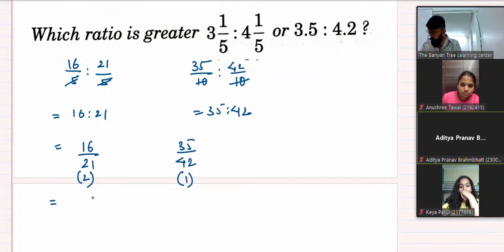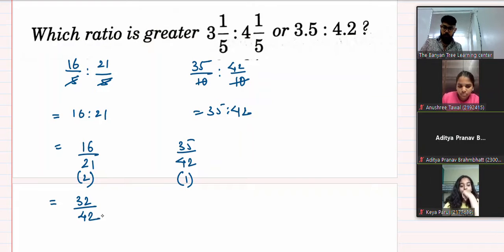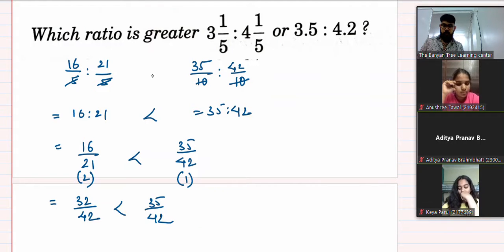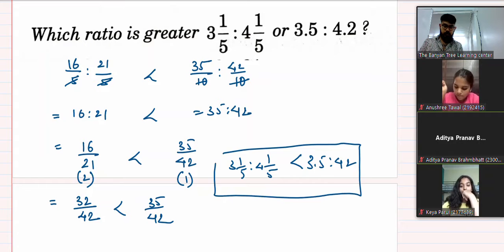Which one did you get greater? 3.5 and 4.2, right? Yes, sir. 3.5. You are right, because this is 32/42 and this is 35/42. So definitely 35/42, that is 3.5:4.2, is greater than 3 1/5:4 1/5. You all must write the final answer like this, right? Don't leave it here.